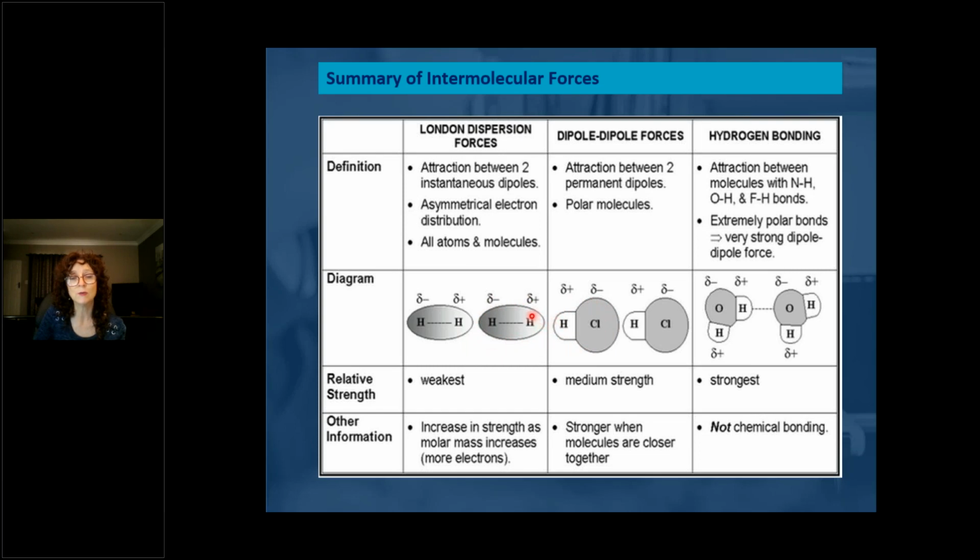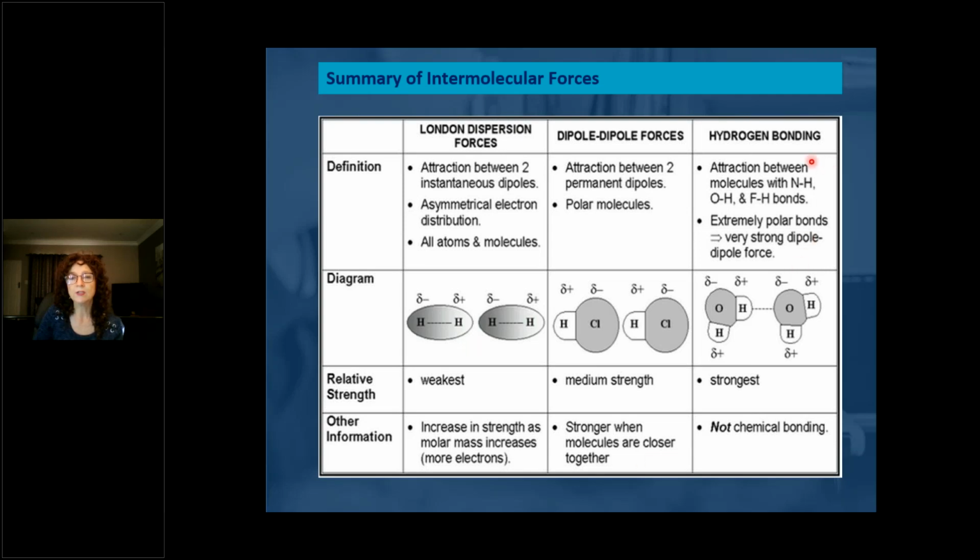So this force will immediately be a stronger force than the force between the two temporarily induced dipoles. But if the molar mass increases, the strength of the London forces increases. Right, the London van der Waals forces. The dipole forces are attraction between two permanent dipoles. We have two polar molecules. Medium strength, stronger when molecules are closer together.